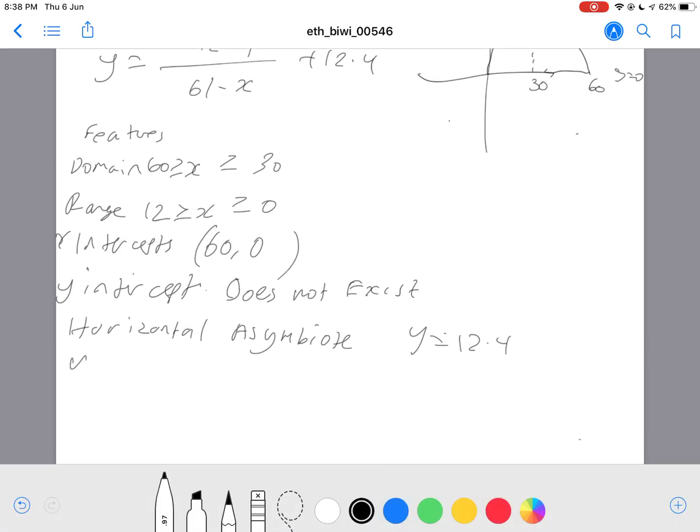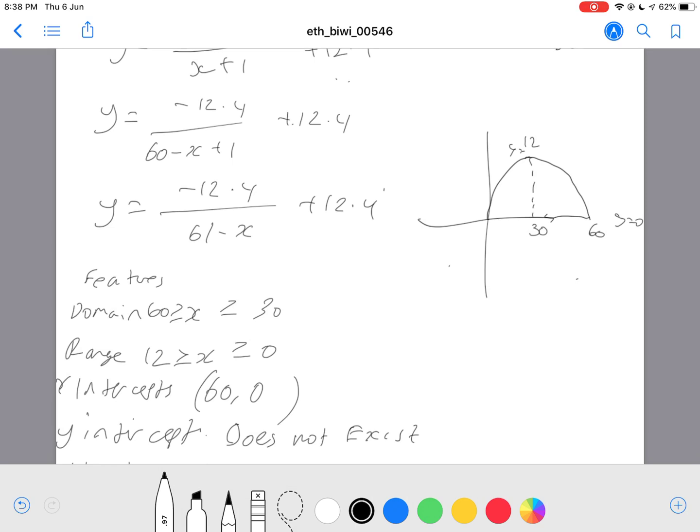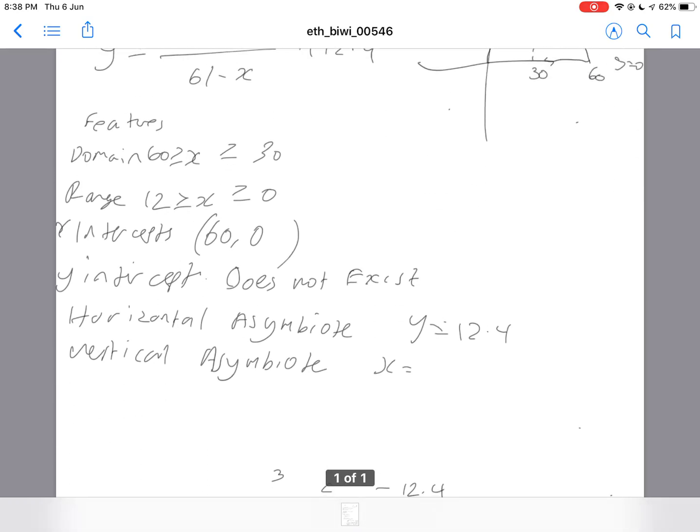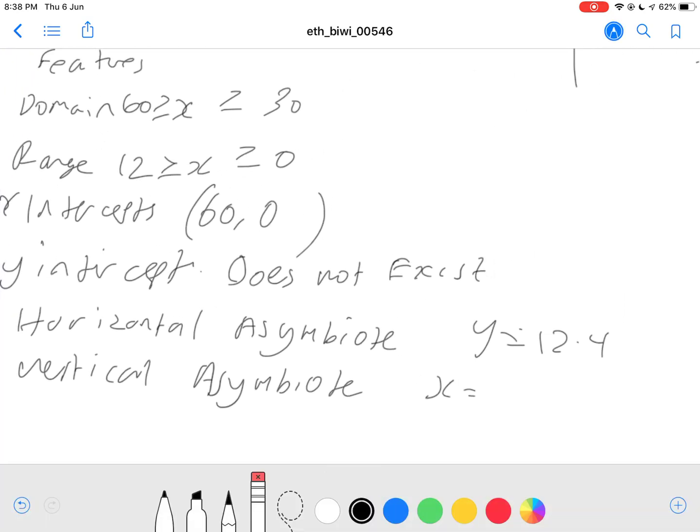Okay, so we're going to say our vertical asymptote. So basically, for what value of x is the graph impossible, okay? So I say x equals 61, okay? We'll say x equals 61 here. 61 minus 61 is 0, and anything divided by 0 is just impossible, okay? So therefore, our vertical asymptote is x equals 61.